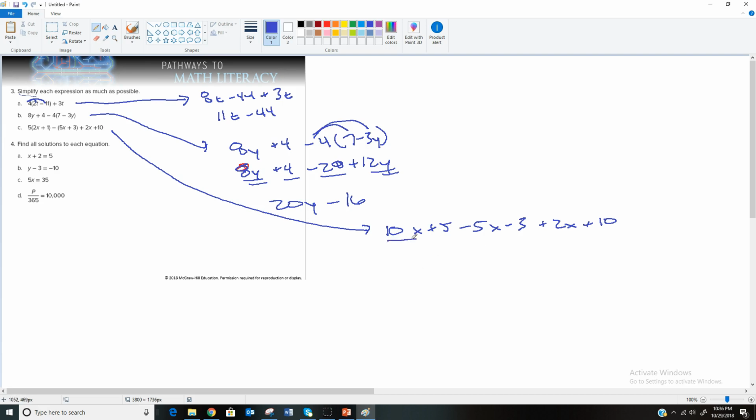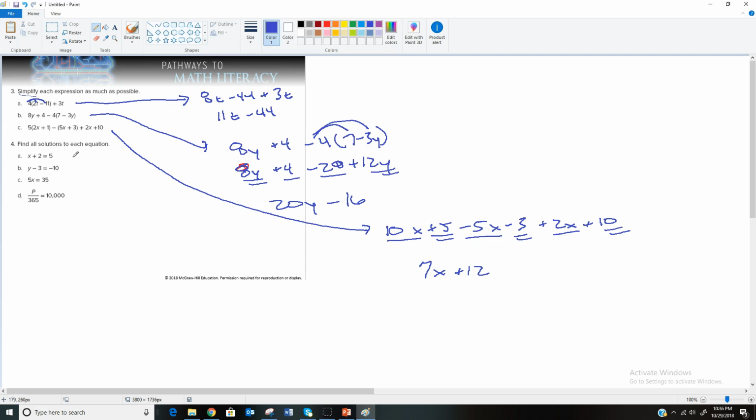So then if I take my 10x with my minus 5x with my 2x, that actually gets me 7x. And then 5 minus 3 is 2. So we're going to put this plus 5 with this negative 3 with this 10. That would give us plus 12.